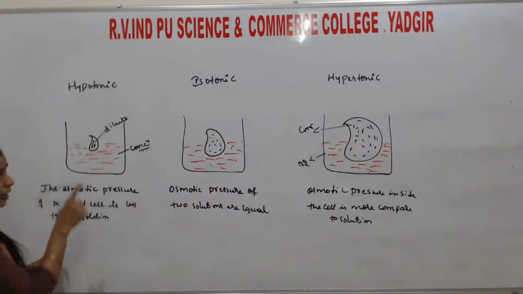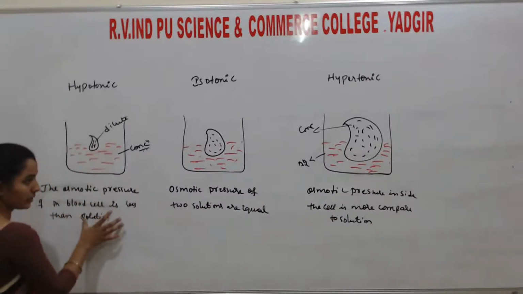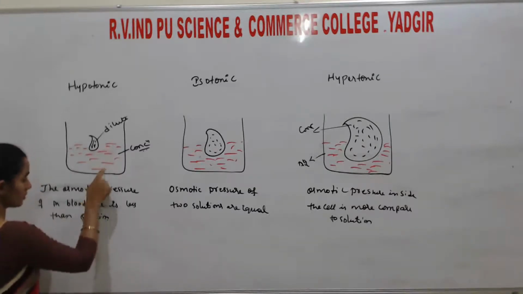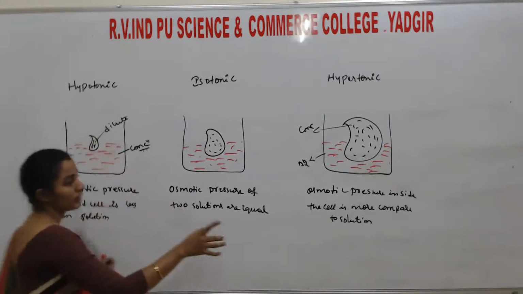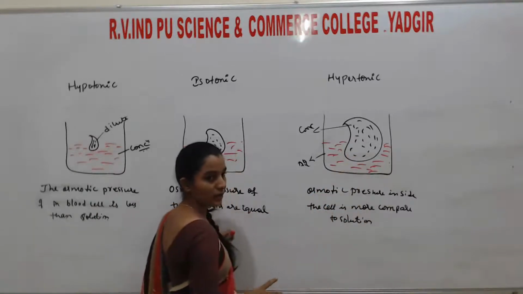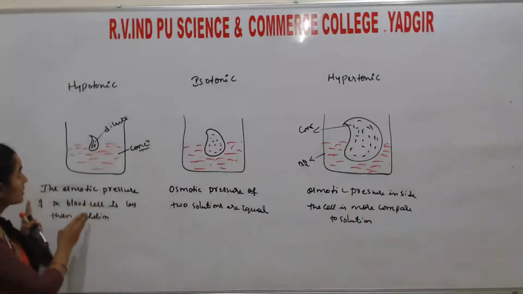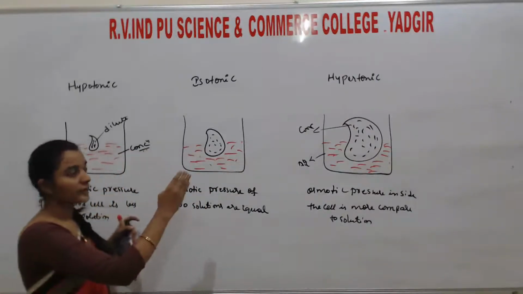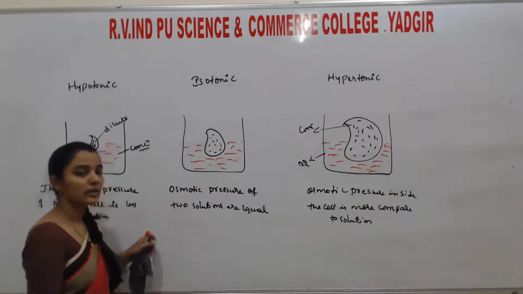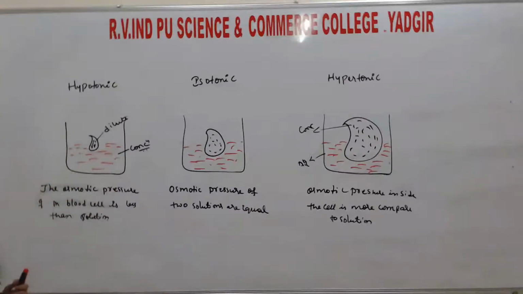what? Isotonic solution. If the osmotic pressure of the blood cell, I am taking here, blood cell is less than the solution, then it is what? Hypotonic. If the osmotic pressure inside the cell is more, then it is hypertonic. So comparing this, if the cell shrinks, then it is hypotonic solution. If cell size increases, then it is hypertonic solution. So this is about the types of the solutions.